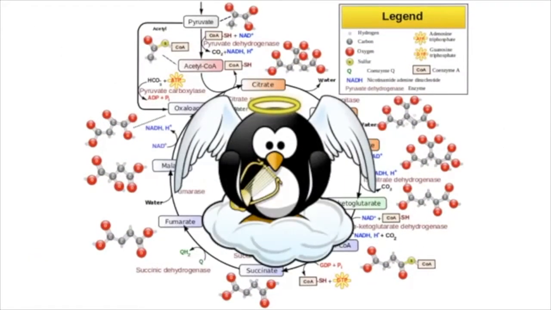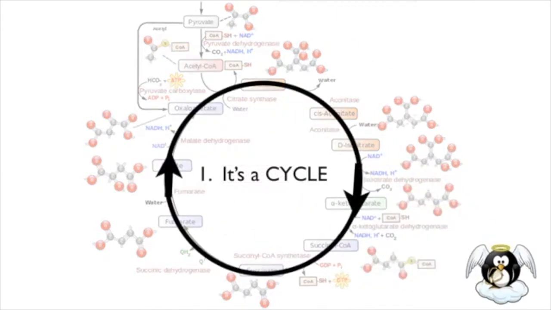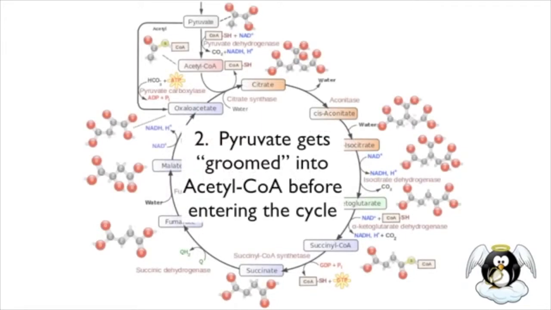Oh, geez, don't worry. I'm just going to show you the highlights of this cycle. We're not going to look at any of the details. First thing, it's a cycle, okay? It goes round and round. The second thing is that pyruvate gets groomed. It gets chemically altered into something called acetyl-CoA before it enters the cycle. I point this out because a lot of students look at the order of events, glycolysis, and then the citric acid cycle, and then the electron transport chain, and they say, well, what happened to pyruvate? Because pyruvate doesn't actually enter the cycle. It gets groomed, it gets chemically altered, and it turns into this thing called acetyl coenzyme A. So that's what happened to it.